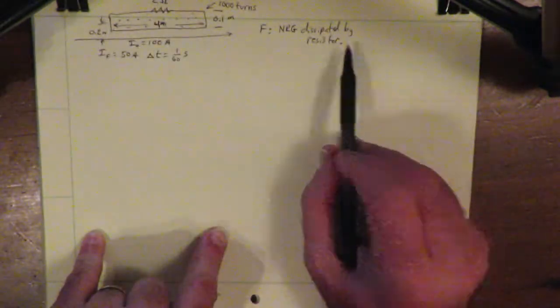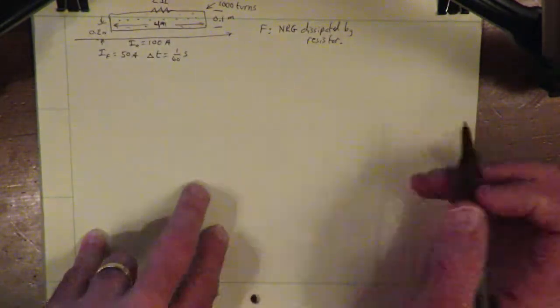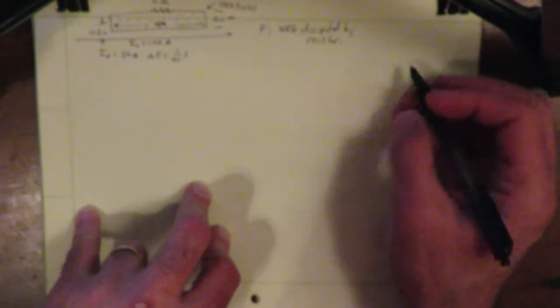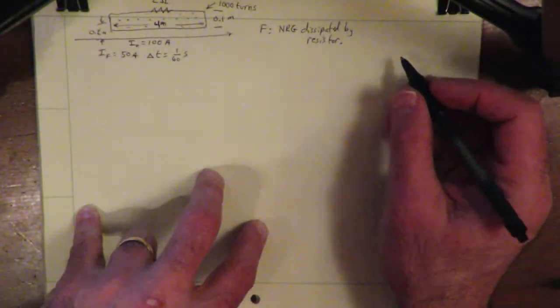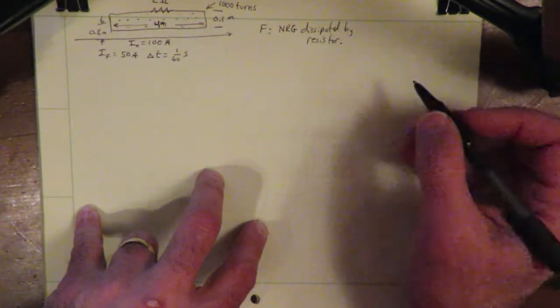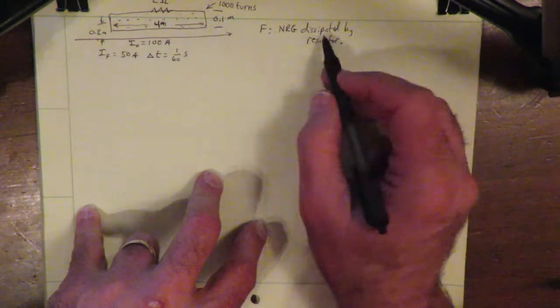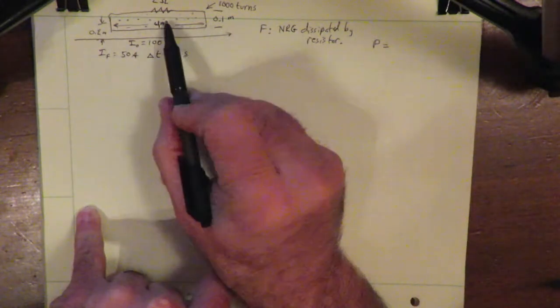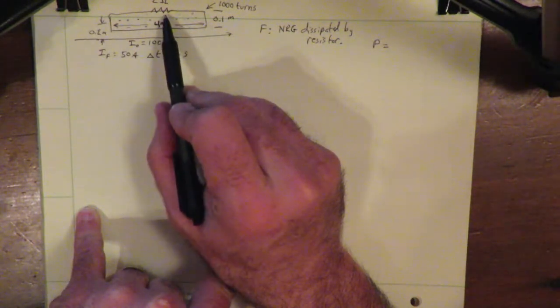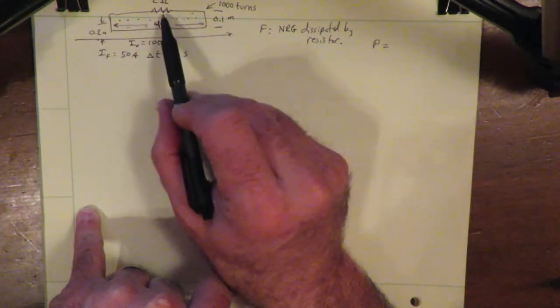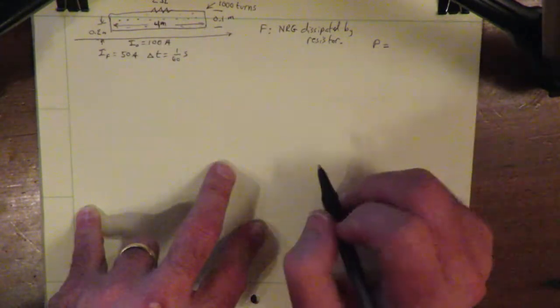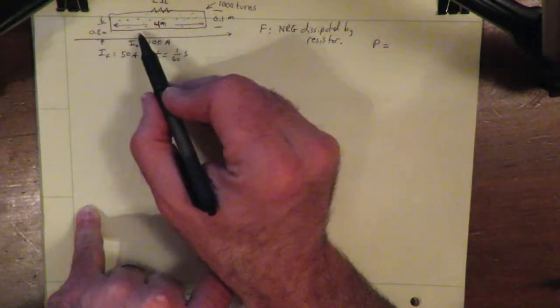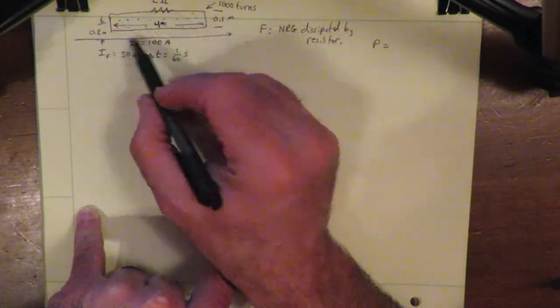Okay, so how do we get from all this gobbledygook to energy dissipated by the resistor? We're going to come up with some intermediate steps. The energy dissipated depends on the power that's dissipated by the resistor. So we're going to have to find the power on the way. Well, what does the power depend on? The power depends on the voltage and on the current in the wire.